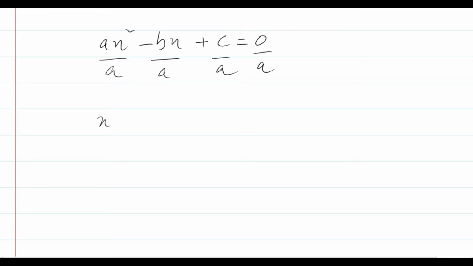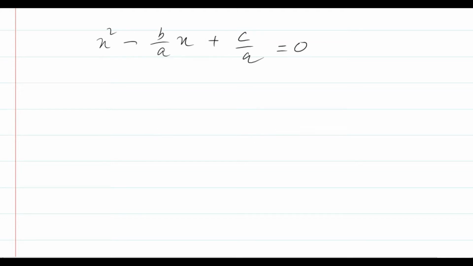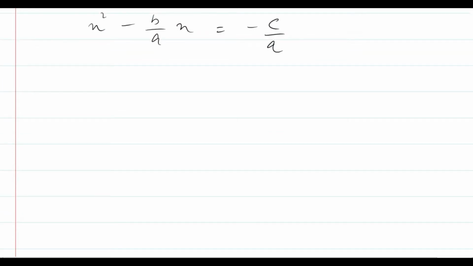You will get x square minus b over a x plus c over a equal to 0. You will write it as x square minus b over a x is equal to minus c over a. Now you can apply the formula for completing square and you will get x minus b over 2a whole square minus b over 2a whole square is equal to minus c over a.